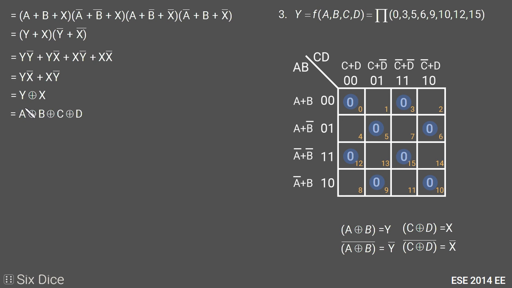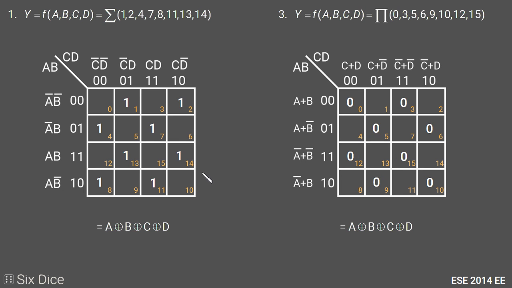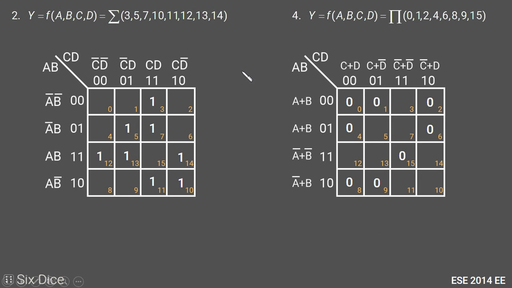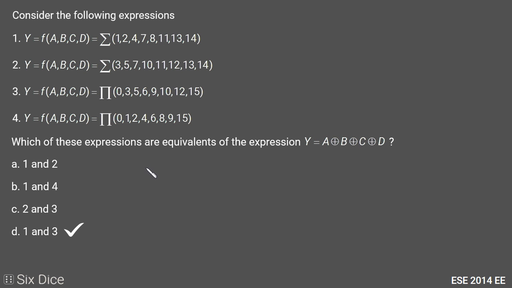So now if we put the values of y and x, y's value is a XOR b, and x is c XOR d. So options first and third will give us the answer of a XOR b XOR c XOR d in both the cases. Now for second and fourth, I am giving it to you as homework. You can write down the minimized expression in the comment section. The answer for this question is option D.